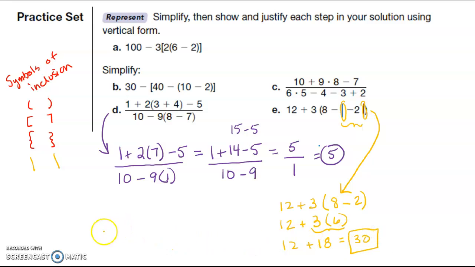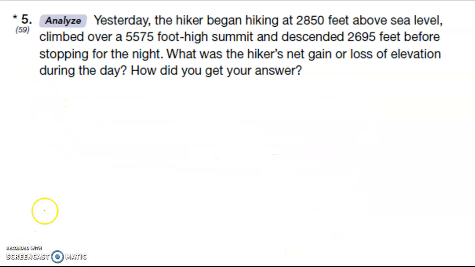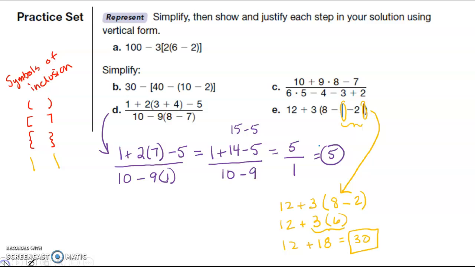You may want to write these in your spiral so you understand how to do them. And these are the starred problems. So let me go back. If you have any questions, please let me know.